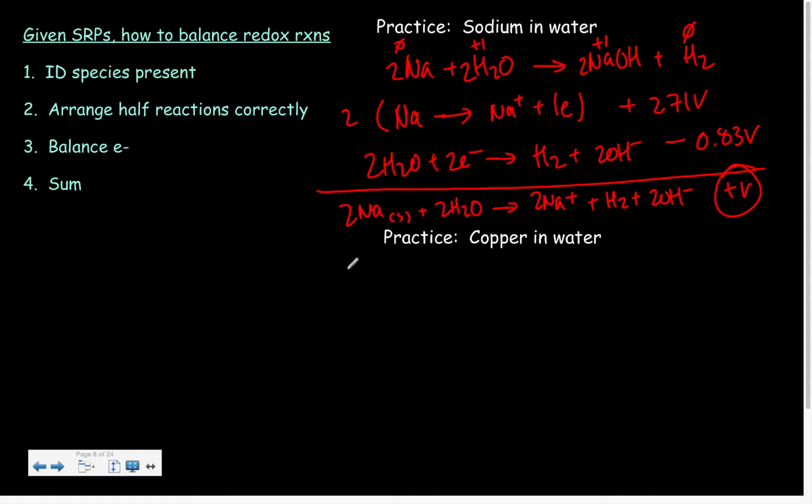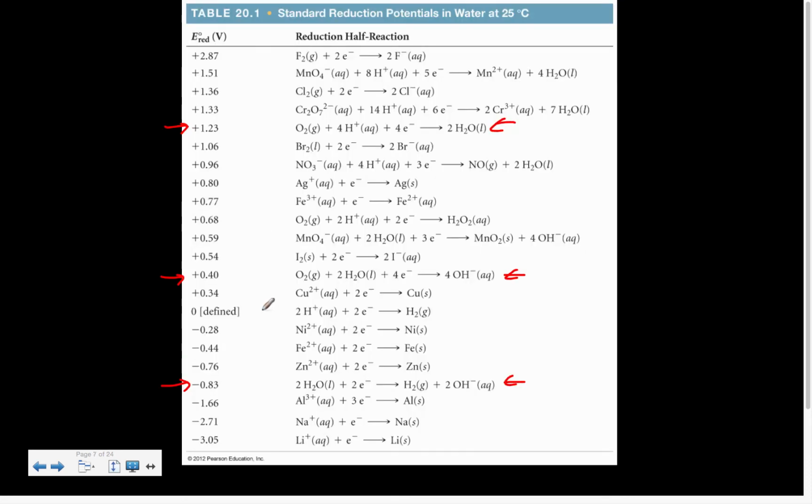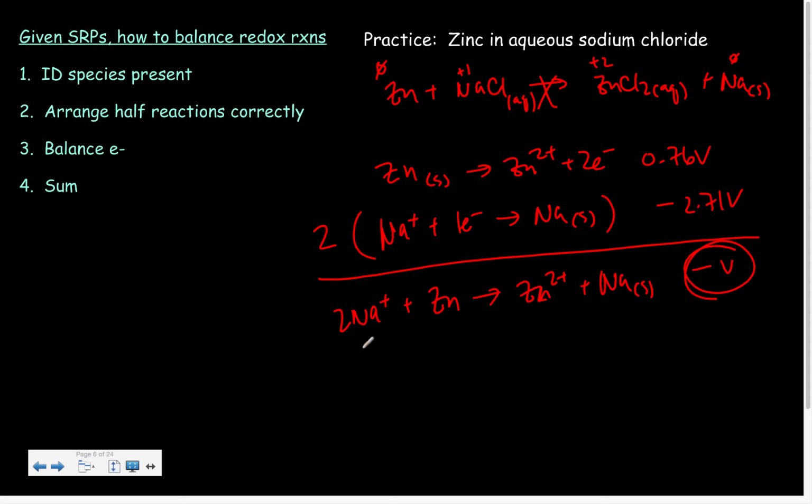If I wanted to do copper and water, we already have the water part: 2H2O plus 2 electrons gives us H2 plus 2OH minus. Then we just have to find the copper. So if we take Cu plus H2O, let's see if it does the same thing. Cu probably goes to Cu 2+, so let's see if this is a possibility. If we go back here and find copper, here we go. Copper solid to copper 2+ is 0.34, flipped.